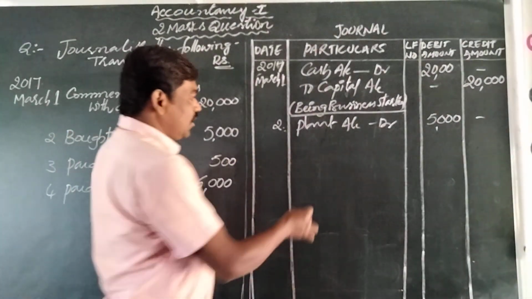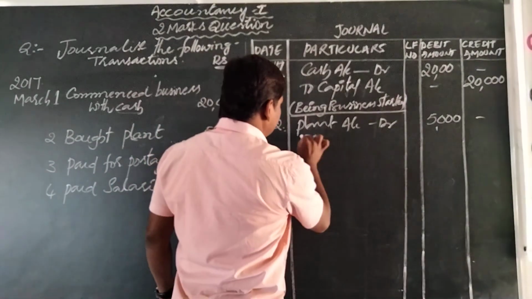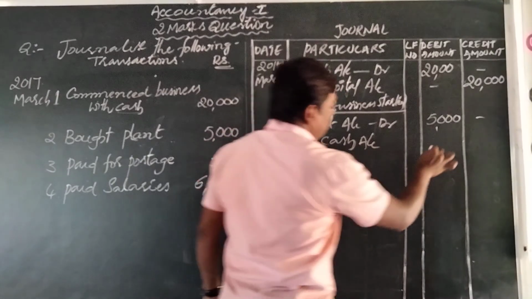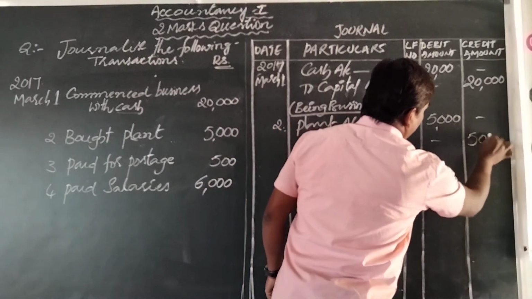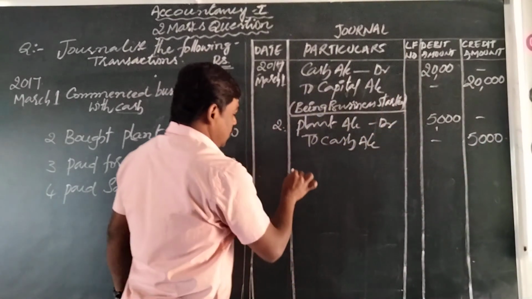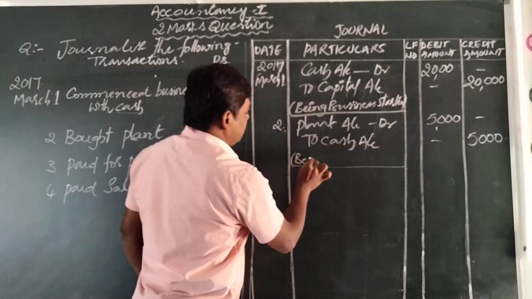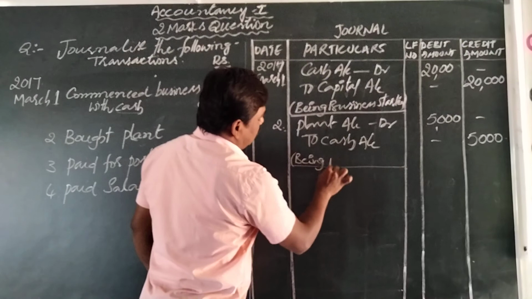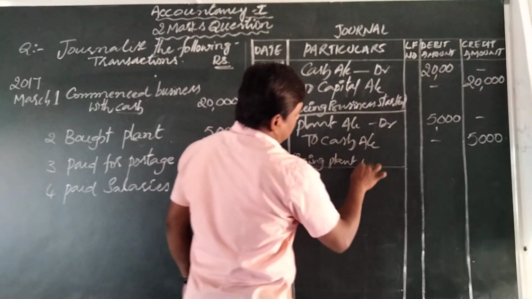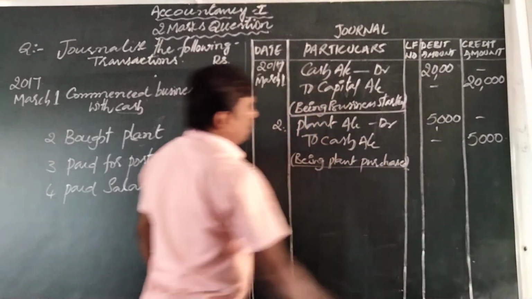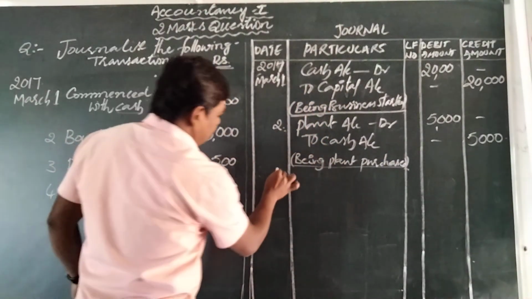That should be credited to cash account, 5,000. Okay students, here narration being plant purchased. Okay students, next come to the third one.